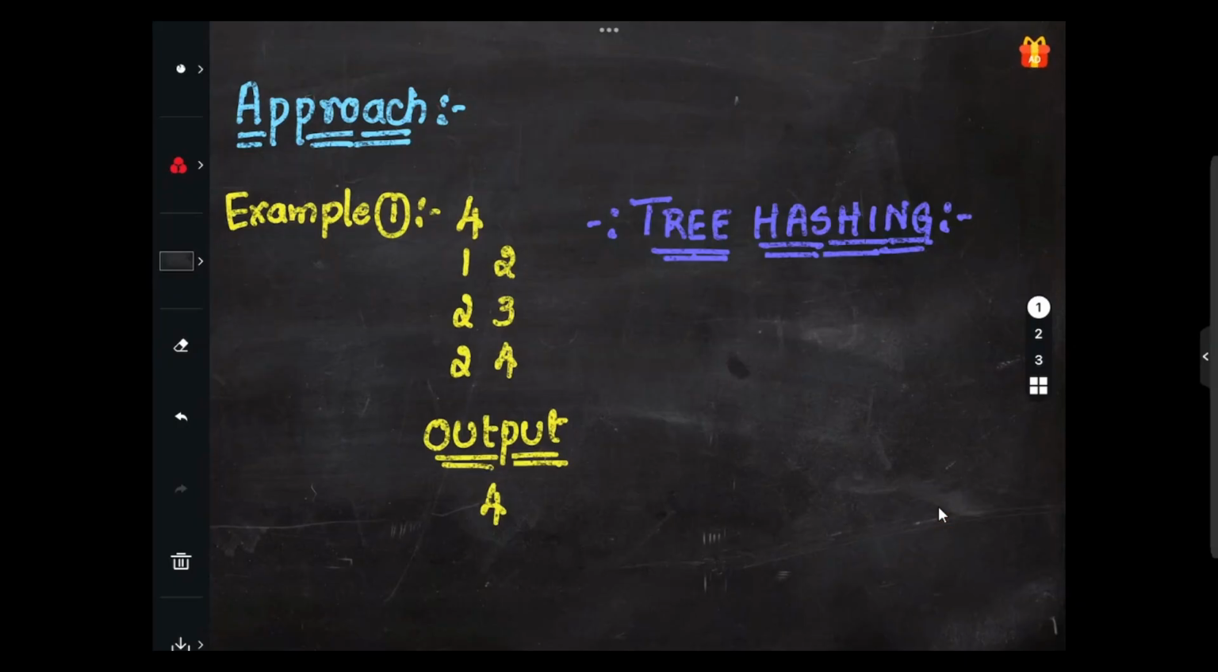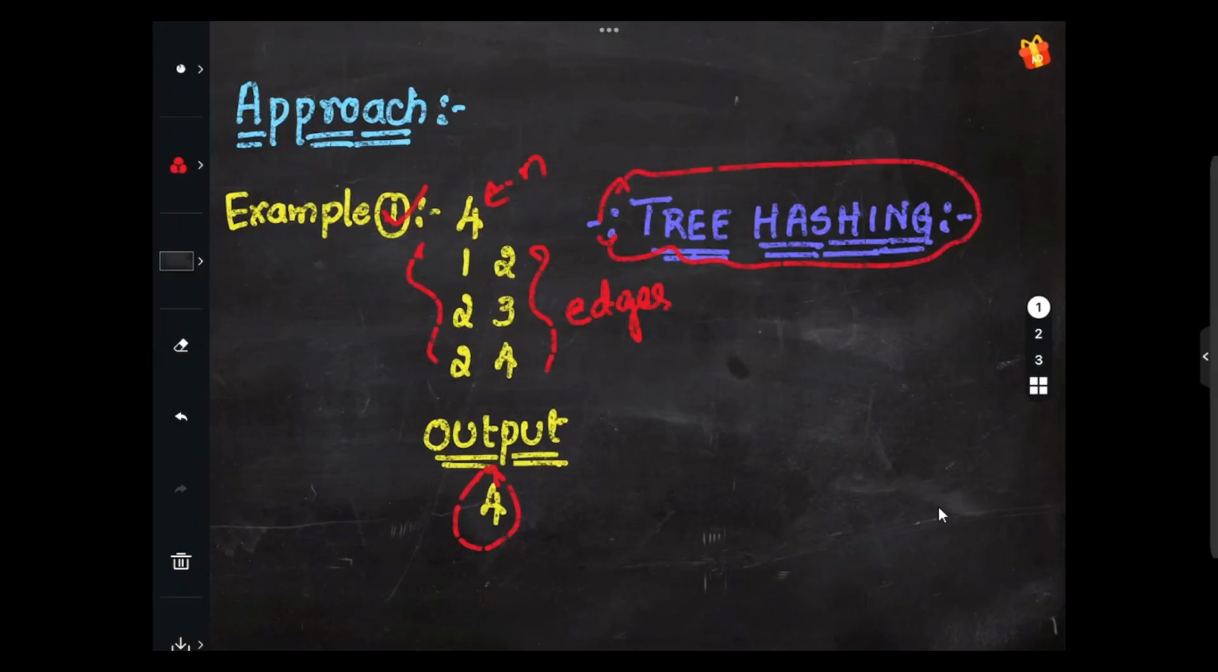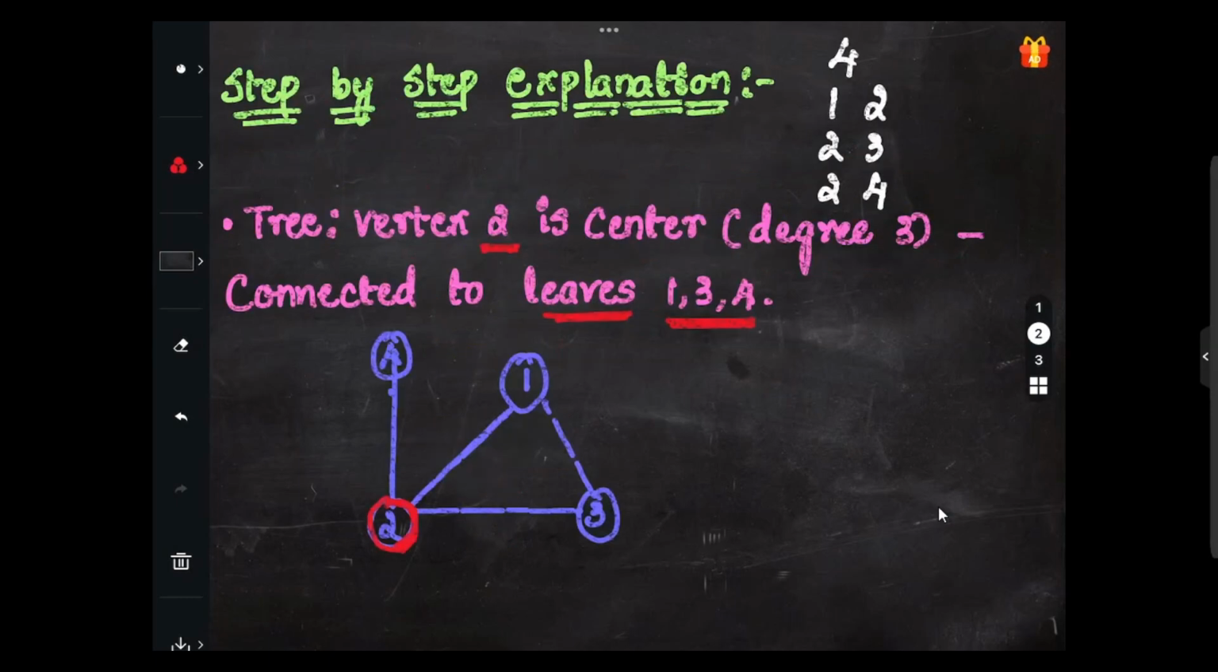I have considered the same first example that they have given in the question. N is 4, and these are the edges. The output that we need to get here is 4. One more thing before moving on with a step-by-step explanation: we will be going with a tree hashing approach to solve this particular problem. Just remember this.